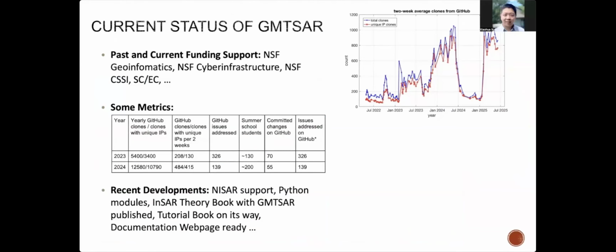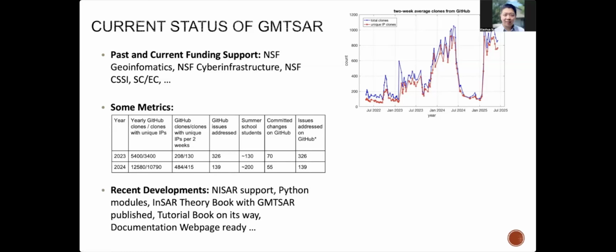So I'd also like to go through a little bit of the current status of our software. Here are some of the past and current funding support, like from NSF Geoinformatics, Cyberinfrastructure, and also CSSI, and also SCEC. Some of the recent developments: we will support InSAR for sure, and also we've been developing Python modules as we figured out that the newer generation doesn't like C shells very much. We just published a new book on InSAR theory, and a pure tutorial book is on its way, and the documentation page is already there.